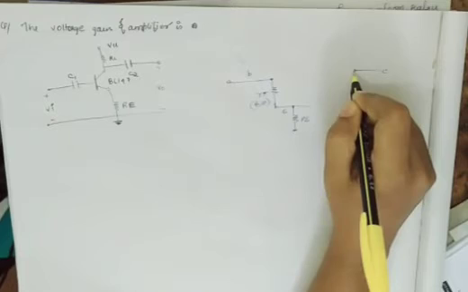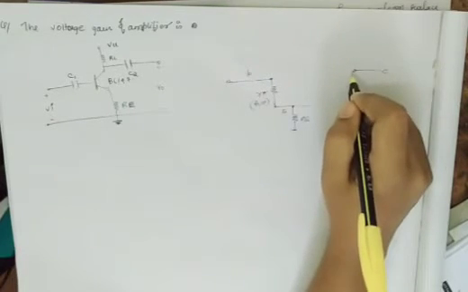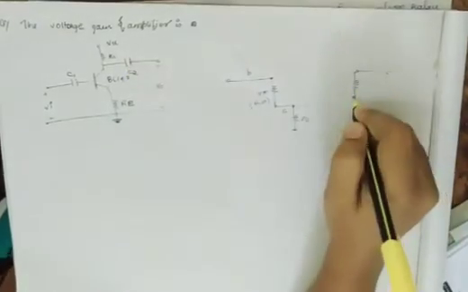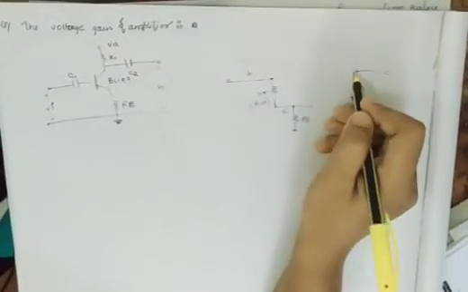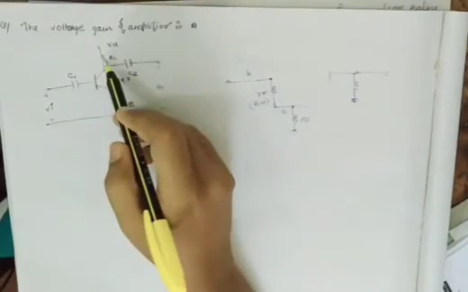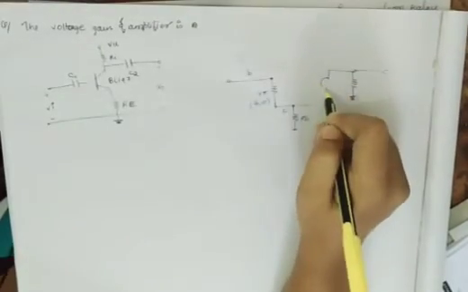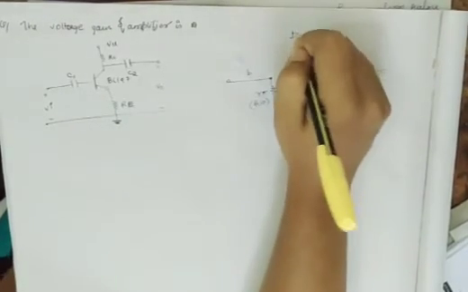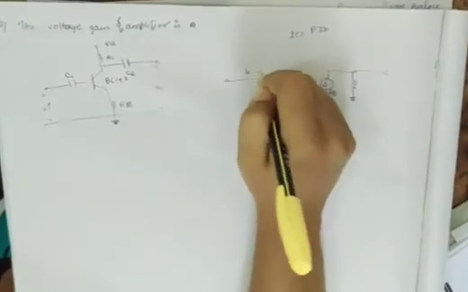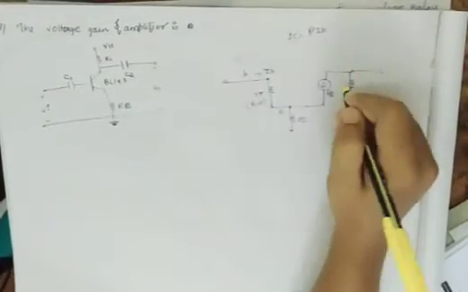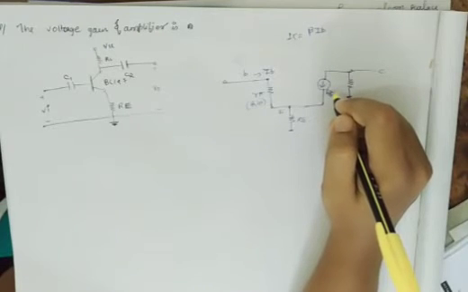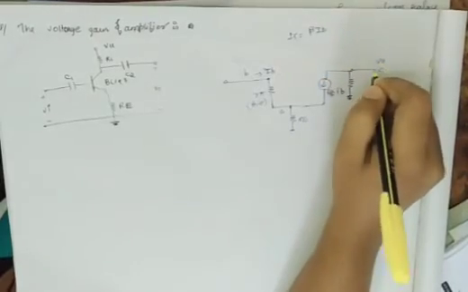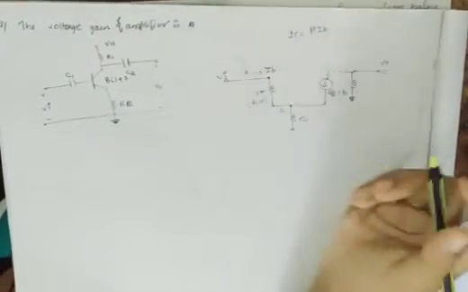This is the collector. From the collector there is a resistance RC, which will be connected to the ground, and then the collector is coming here, right? So the collector current will be IC equal to beta IB, right? This is IB. Instead of beta, we are going to write HFE, HFE into IB. So this is our V0, and here is our VI.